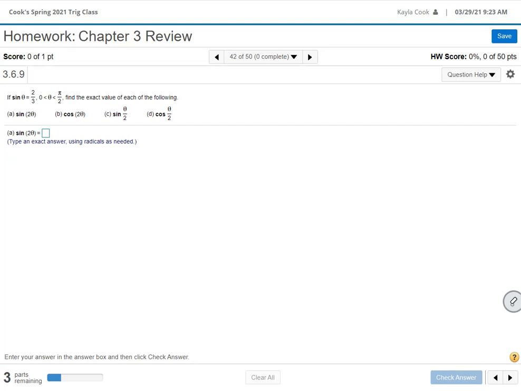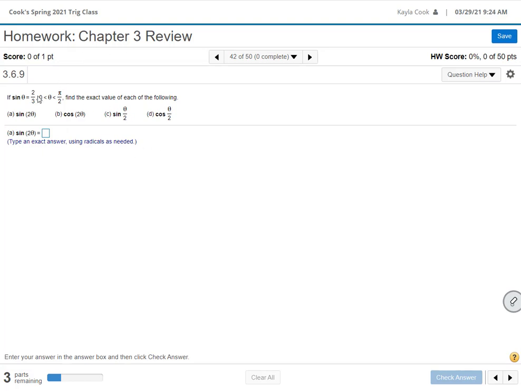Alright, so we are now going to do 42 and 43. So 42 says if sine of theta is 2 over 3 and theta is between 0 and pi halves, we want to find the exact value of each of the following. So A is sine of 2 theta. So here we're going to use our double angle identities, and some half angle identities for C and D.